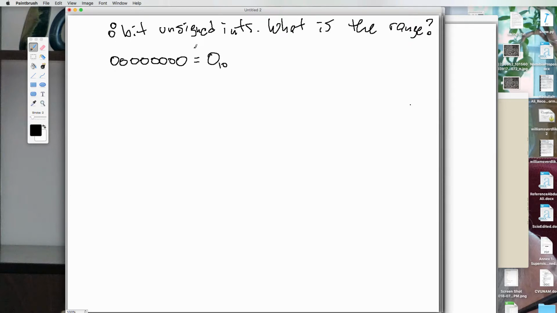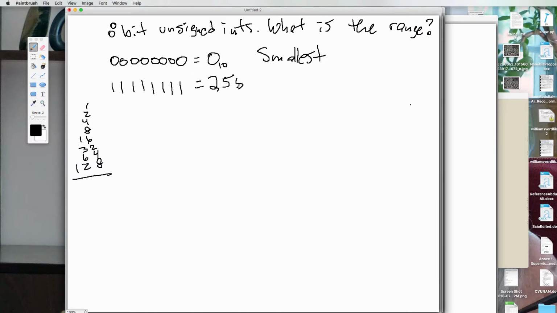And again, this would be the smallest, the largest would be all of those right there. So what number is that? That's 8 ones. Well, that's a 1 plus 2 plus 4 plus 8 plus 16 plus 32 plus 64 plus 128. And I will leave it as an exercise for you to verify that that is the number 255, base 10. That's the largest.